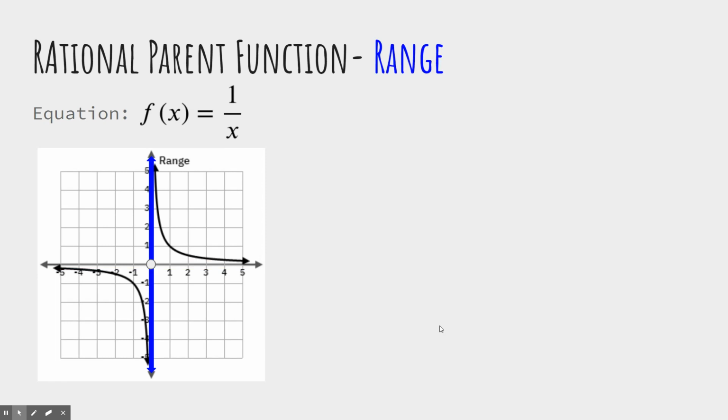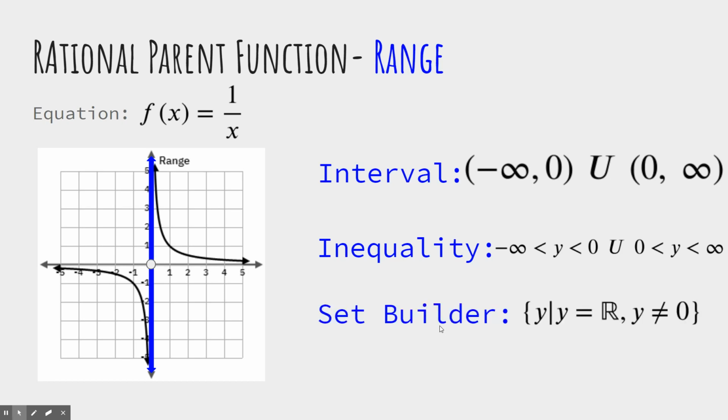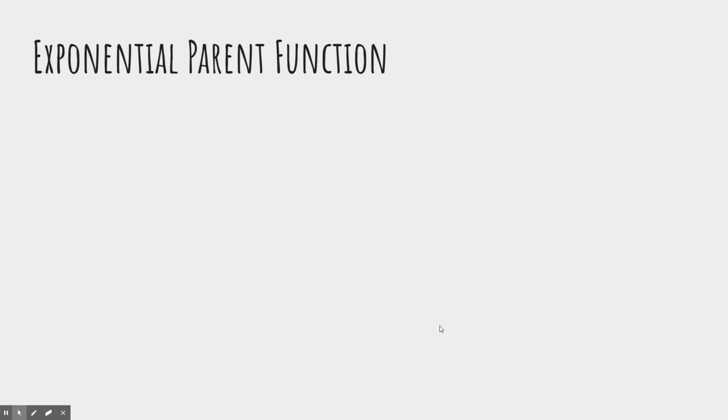Now we'll look at the range. In the interval notation, we had the negative infinity to 0 and the 0 to infinity. In inequality form, we have negative infinity is less than y is less than 0, and 0 is less than y is less than infinity. Set builder, the preference normally is y such that y is equal to all real numbers, except y cannot equal 0.